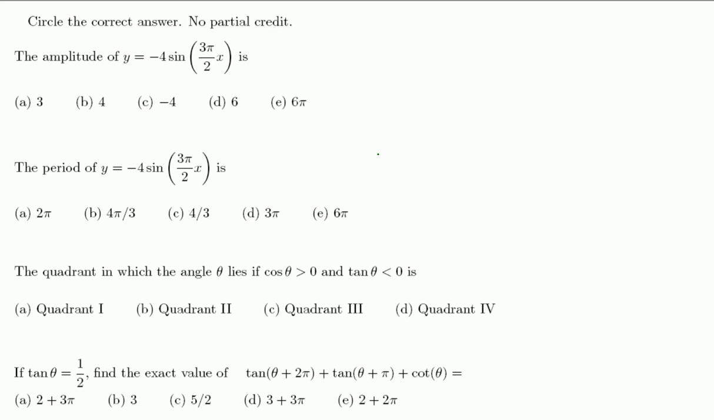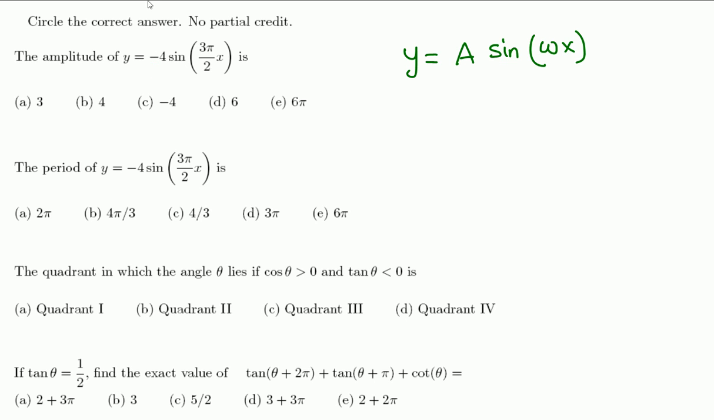Choose the correct answer. The amplitude of y equals -4 sine 3 pi over 2 x is... So when we have y equals some number outside, sine or cosine, and some value x, when we have this function, it could be a cosine omega x or a sine omega x. In our case, we have a sine omega x. Then the absolute value of a is the amplitude.